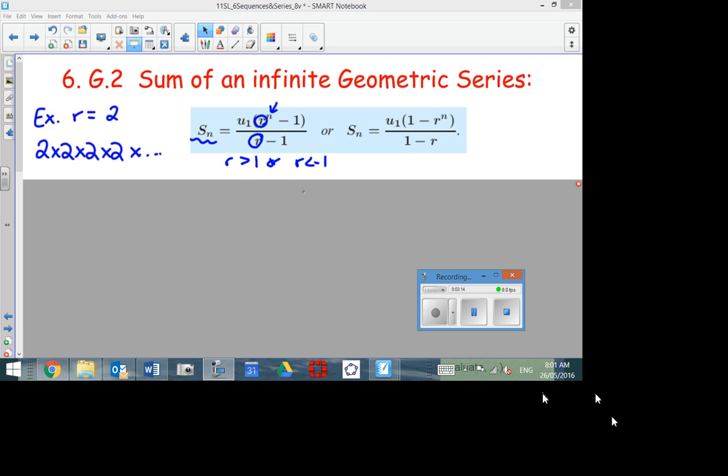However, if I look at r when it's between -1 and 1, for example, let r equal 1/2, what happens when I take a small number such as 1/2 and raise it to a power, multiplying it by itself n times? We know that as we multiply a fraction by itself, we wind up with a smaller fraction. So eventually, that value of r to the nth power is going to get so small that we might just say it's going to go to 0.